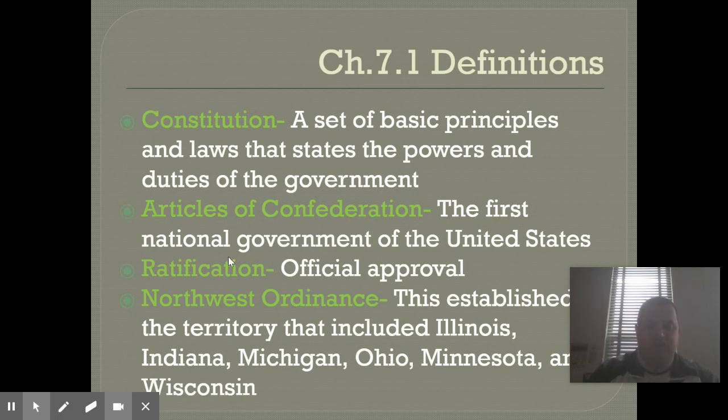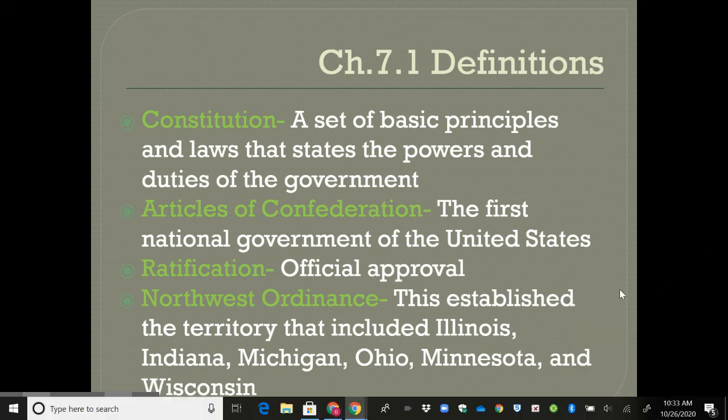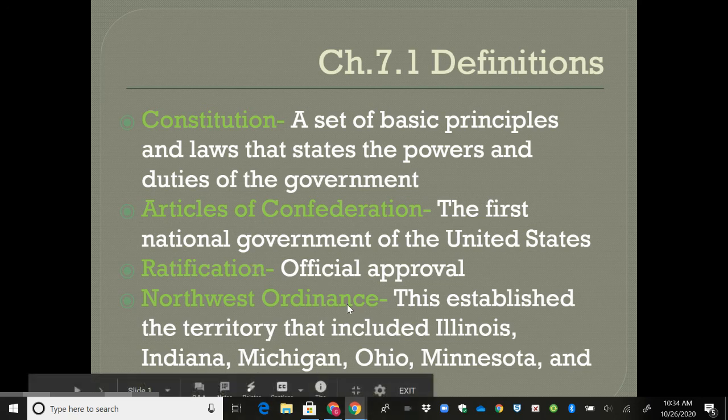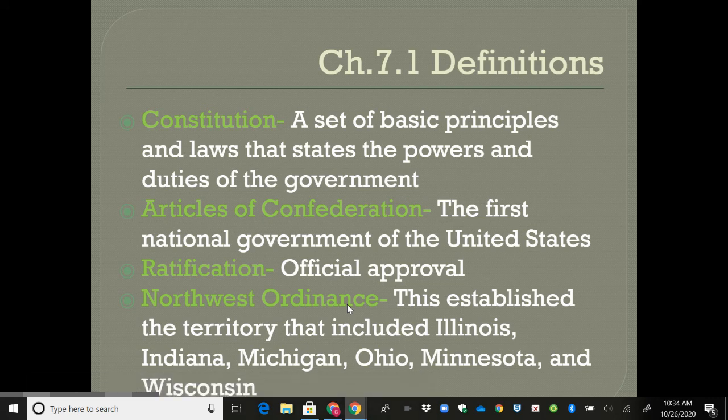Ratification is the official approval of the Constitution or amendment or anything, okay? So when we say ratification, that is basically just approval. Northwest Ordinance, this established a territory that included Illinois, Indiana, Michigan, Ohio, Minnesota, and Wisconsin. Okay, so this established those areas and gave us those states.